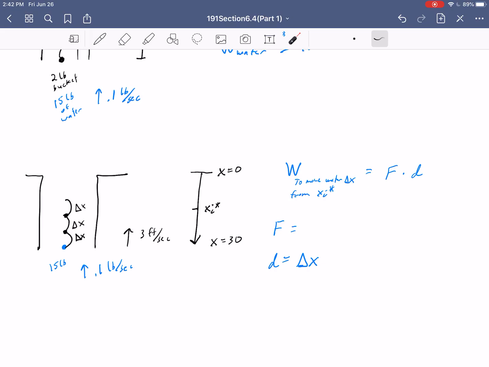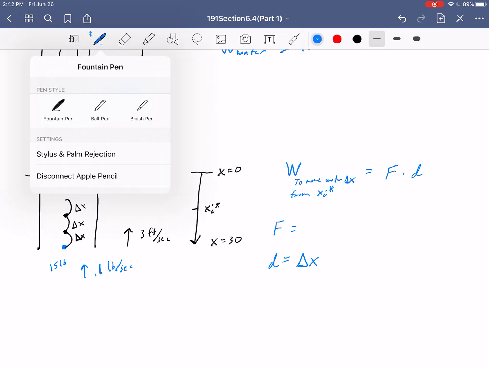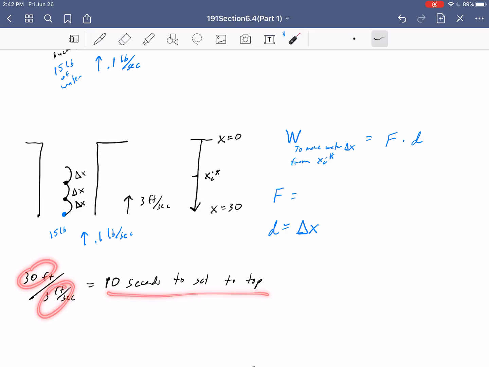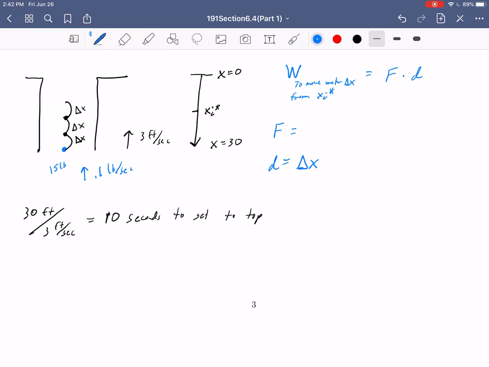Well, what we can do is build a model, because we know the weight at the bottom and we can figure out the weight at the top. From the information we have here, if we're going up at 3 feet per second, since we've got 30 feet divided by 3 feet per second, it's going to take 10 seconds to get to the top. That should be very clear, right? If we've got 30 feet to go and we're going at 3 feet per second, we've got 10 seconds to get to the top. Since we've got 0.1 pounds per second being added onto the water, we can figure out the amount of water at the top.